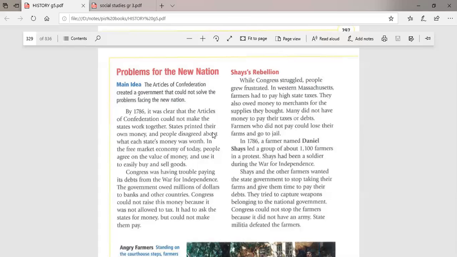Okay, do you understand what your lesson is about? It's very easy. It's about the Articles of Confederation, how the Articles of Confederation made the Congress work, and what were the problems of the Articles of Confederation. This is our lesson for today.